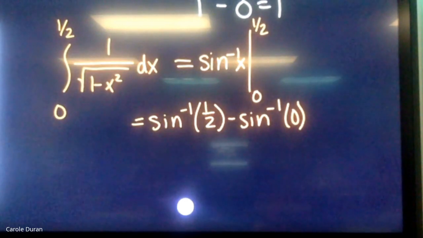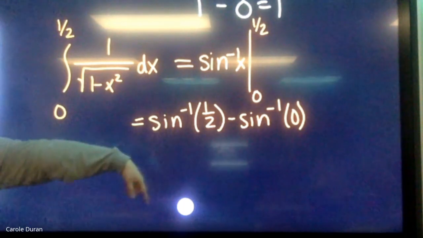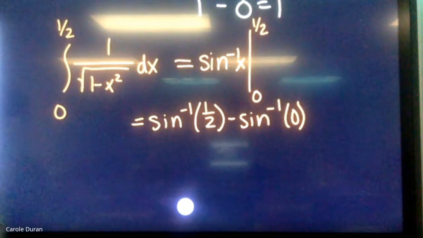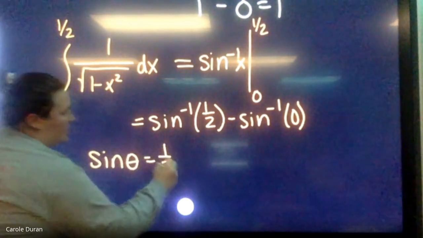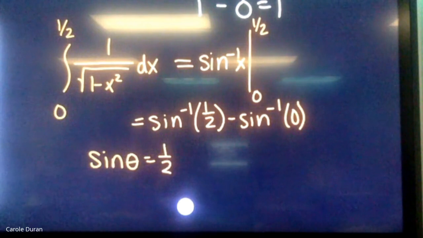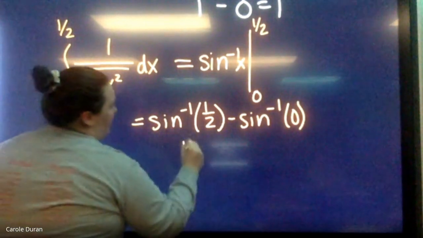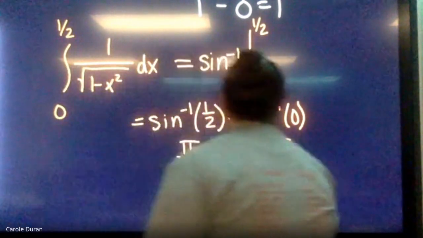How on earth did you get pi over 6? Well, sine inverse of 1/2 is pi over 6, from the unit circle. Inverse simply means that sine of theta equals 1/2, and the inverse tells us what theta is. So pi over 6 is an angle. So we got pi over 6 minus 0, which equals pi over 6.